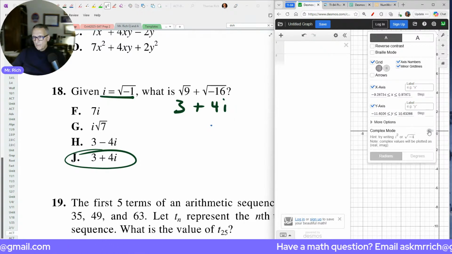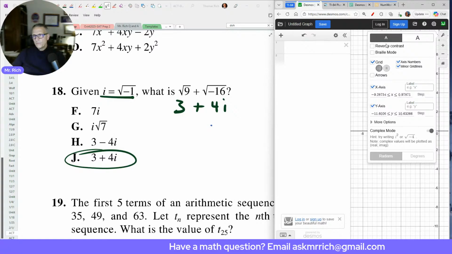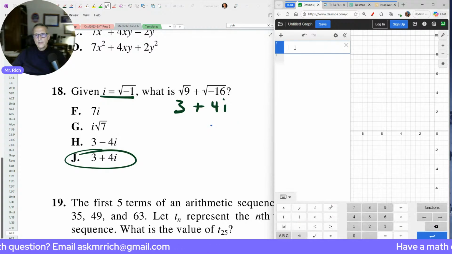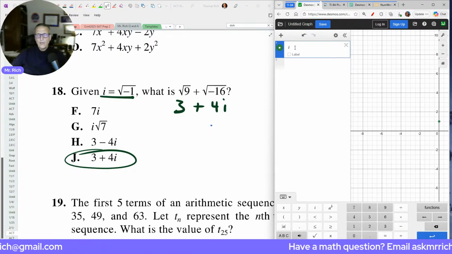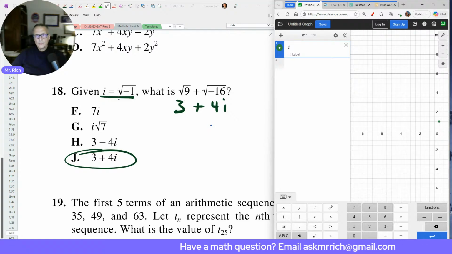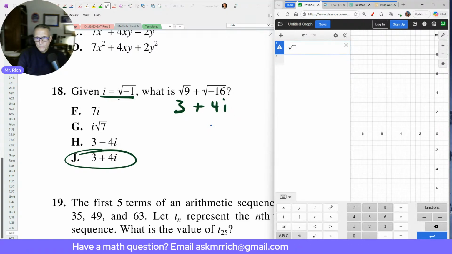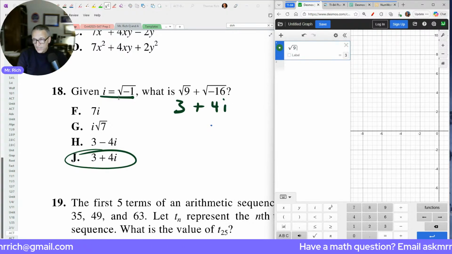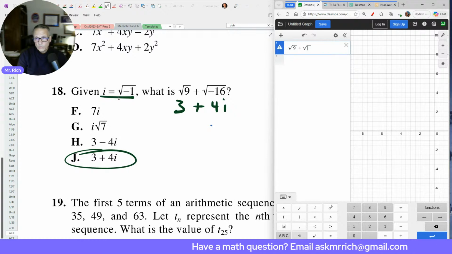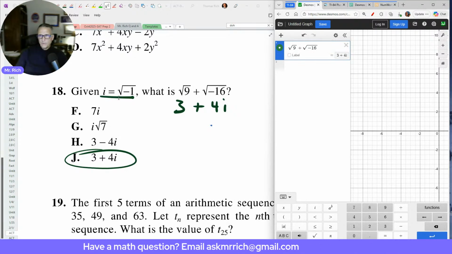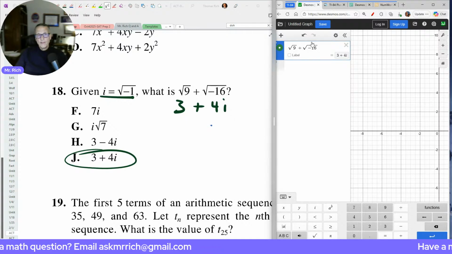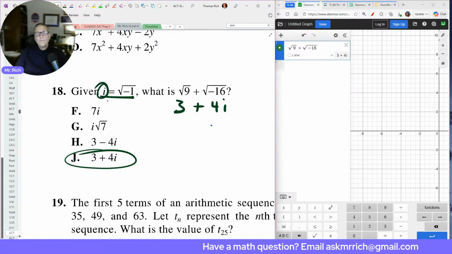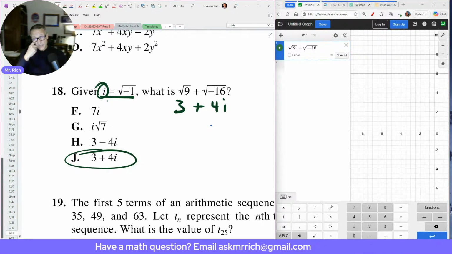If you turn complex mode on, and we'll turn that setting off by clicking again on the wrench, it will recognize the letter i that you type on your keyboard as the imaginary square root of minus 1. So if you did square root of 9 plus square root of minus 16, it's going to give you 3 plus 4i. It's going to simplify that using the complex unit i for complex numbers. Okay, so that is a really nice feature right there.